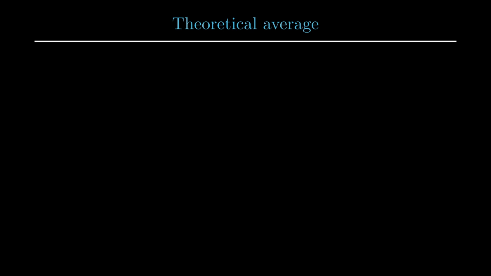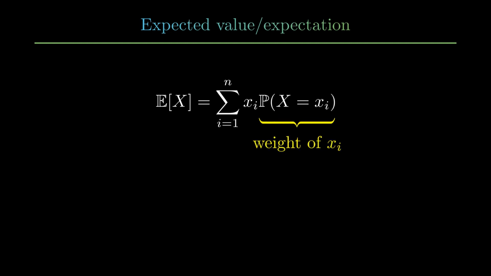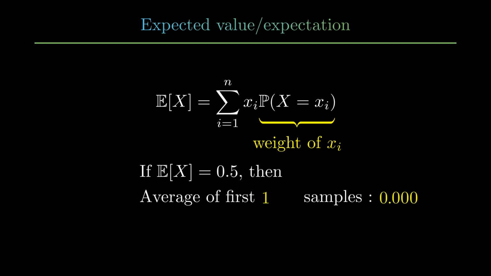In probability theory, the theoretical average value of a random variable is called its expected value, or expectation. More precisely, it's defined as the sum of every value the variable can equal, weighted by the probability that it equals that particular value. Fortunately for intuition, if you were to sample a variable a large number of times and average the results, you'd tend towards the expected value.